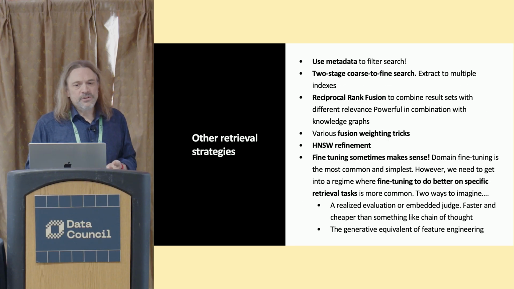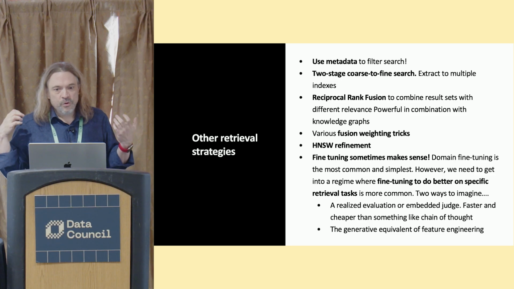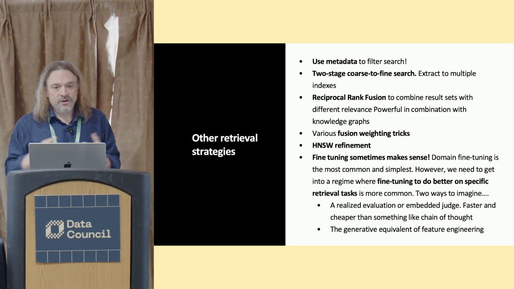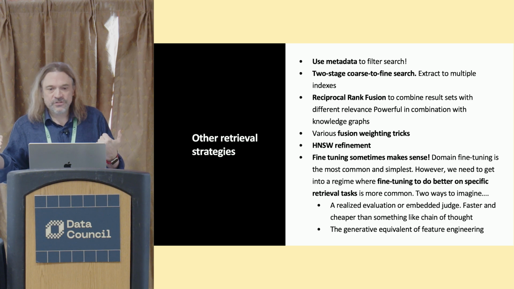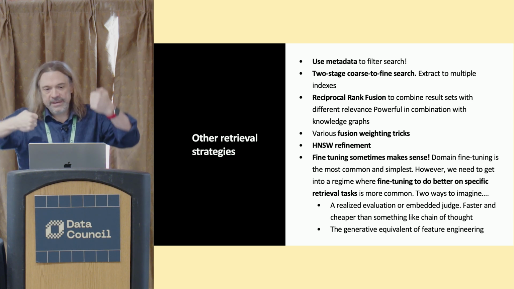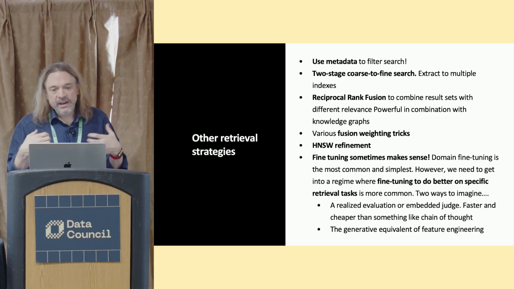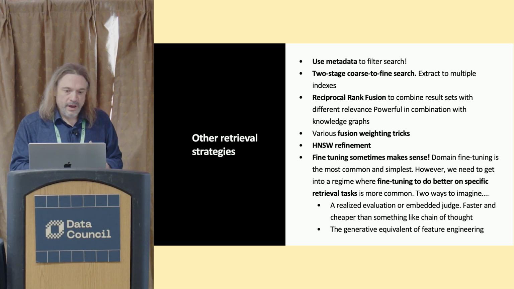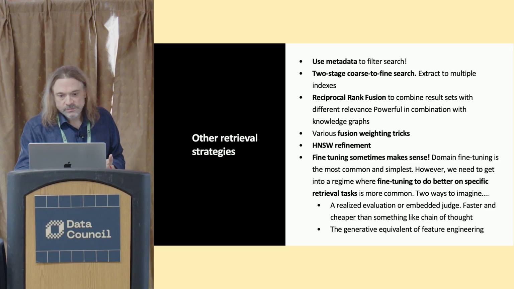Other retrieval suggestions, things like use metadata to filter your search. Two-stage coarse-to-fine searches, so have different indexes. Reciprocal rank fusion is always a great idea. Refining your HNSW configuration in your vector store.